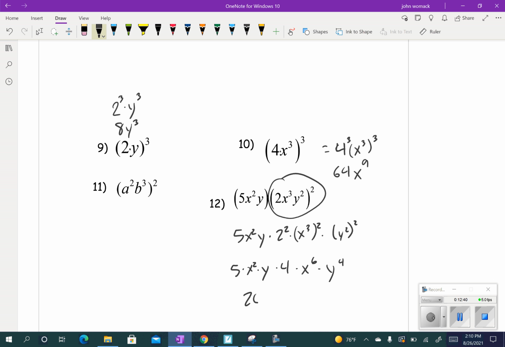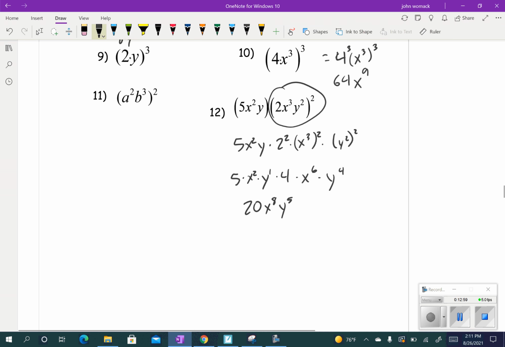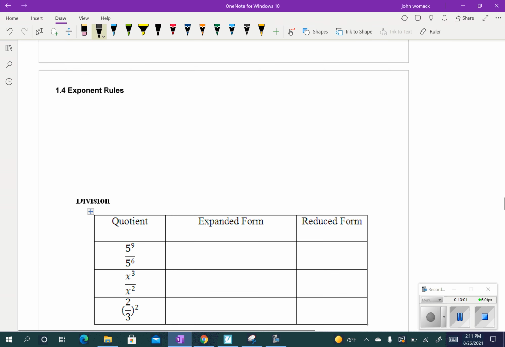Okay, I can multiply the 5 and the 4 together to get 20. I've got x squared times x to the 6th, that's x to the 8th. I've got y to the 1st times y to the 4th, so that'd be y to the 5th. That's really as far as I go, right? I can't times the 20 by the x because I don't know what x is. So that's really as far as we can take it. All right, we'll just keep on moving here.